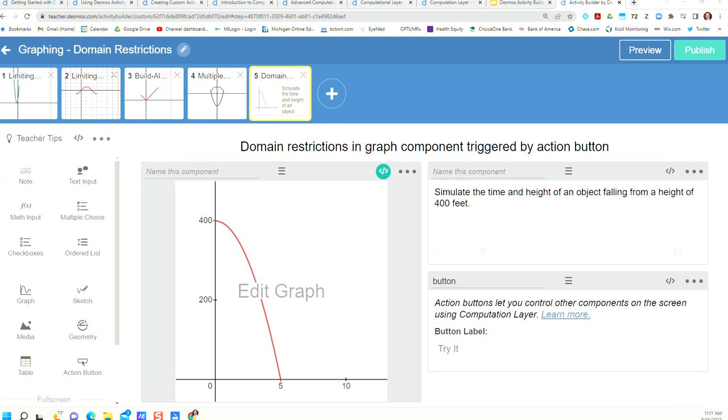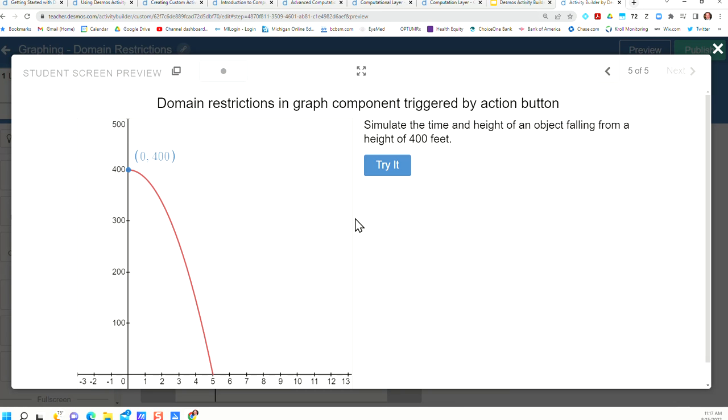The last example we're going to look at involves a domain restriction, this time in a graph component that's not a full screen grapher. So this might be part of an exploratory activity with students, and I want to show you what it can look like in preview mode before we look at the behind the scenes part. Now what I'm hovering over here is the graph component. Notice it's not full screen, so the students can't interact over here with anything. They just get to see this.